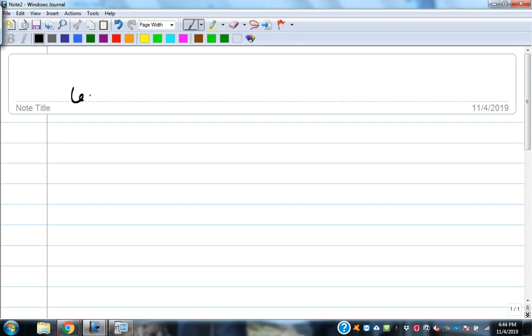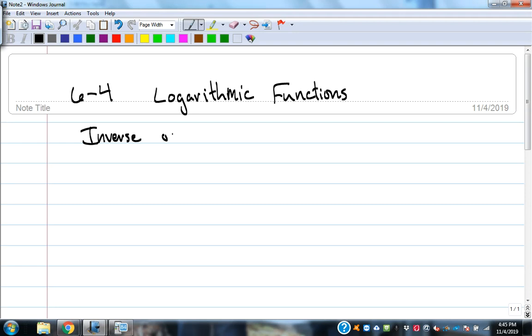So what you need to keep in mind is that logarithmic functions are the inverses of an exponential function.